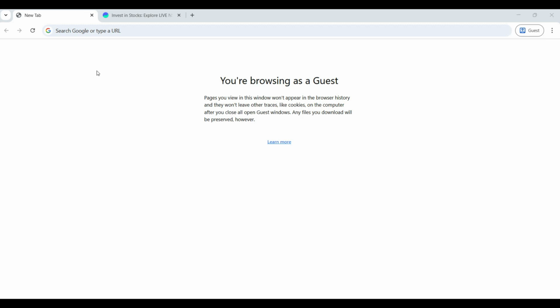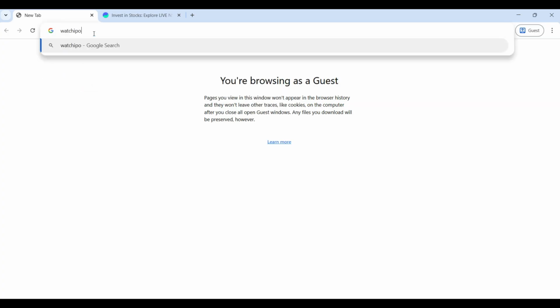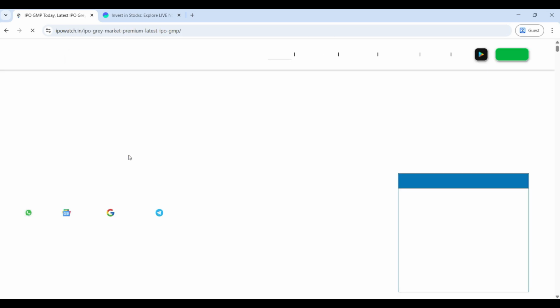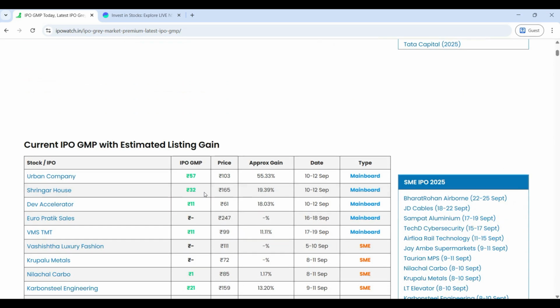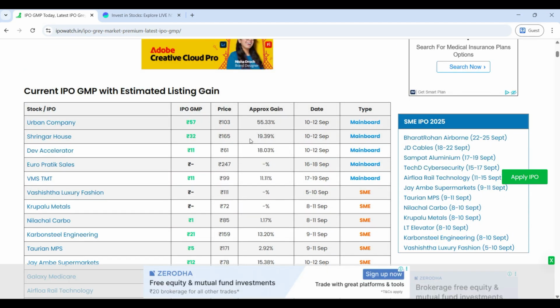Hi. So many of you were asking what is gray market premium and how to apply for IPO. Let me explain in this video. So in Google, if you search for what's IPO, you will find this link, gray market premium. If you click on it, here you have a list of stocks with approximate gray market premium.